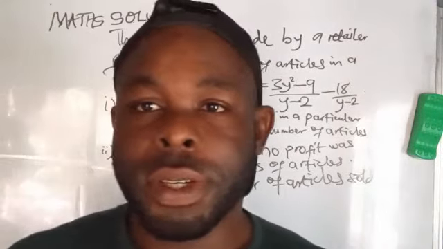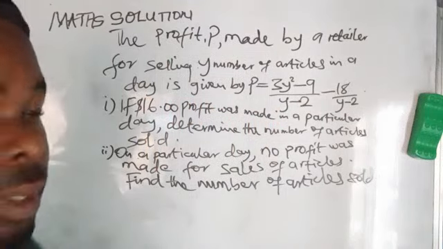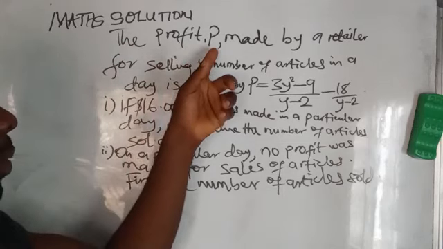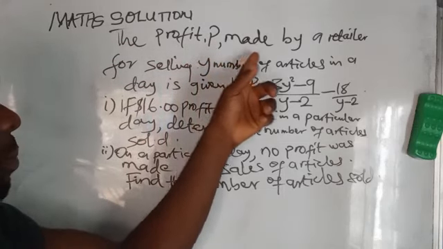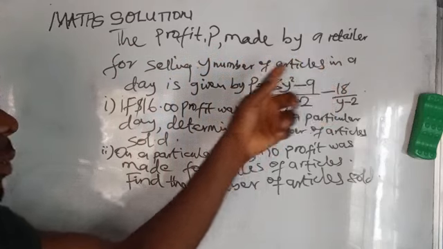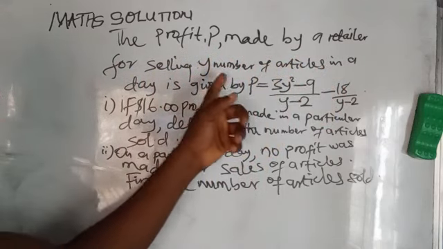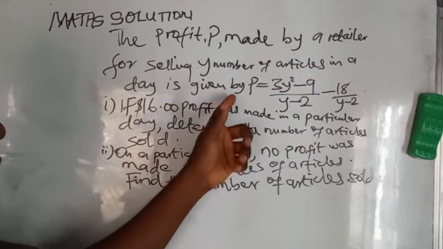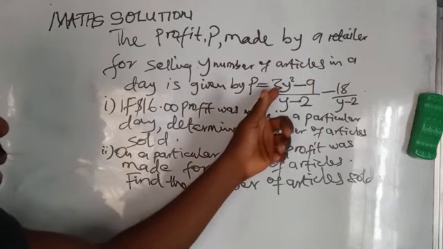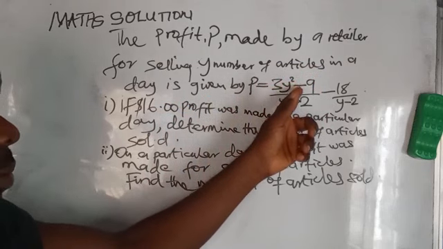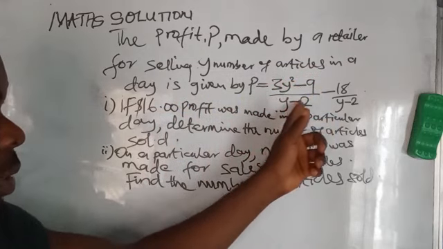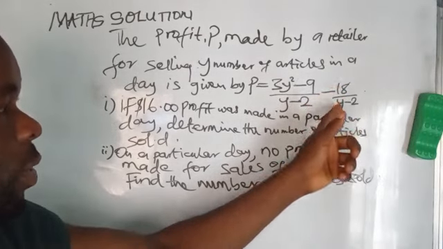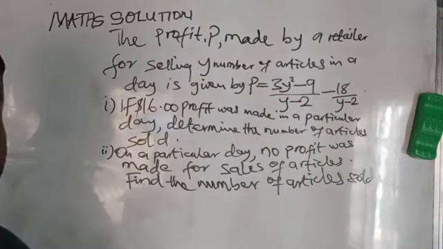Now look at the question. The question is read. The profit P made by a retailer for selling y number of articles in a day is given by P equal to (3y² minus 9) all over (y minus 2) minus 18 all over (y minus 2).